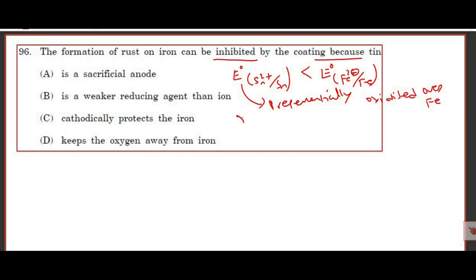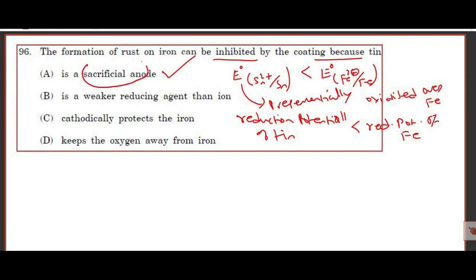Hence here the reduction potential of tin is less than the reduction potential of Fe. Hence here option A is correct. The tin acts as a sacrificial anode.